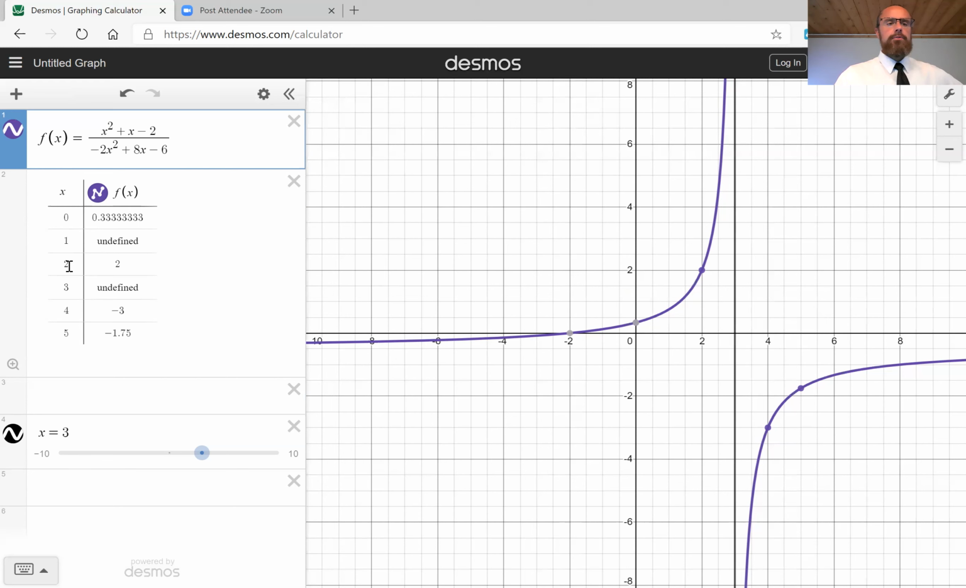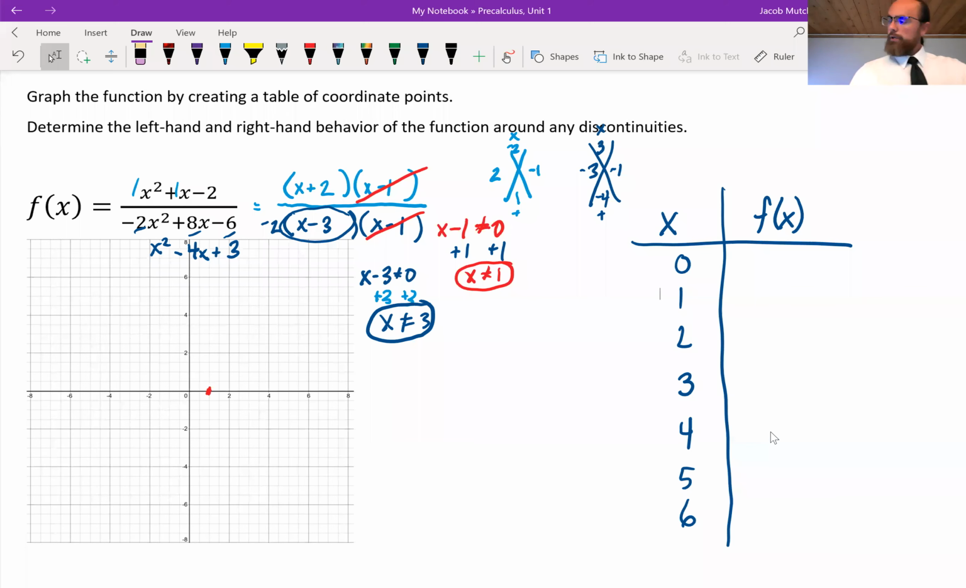The function at 2 is at 2. 3 is that vertical asymptote. So again, we got to say what's the function behavior there. And then we bump over into quadrant 4. At 4, it's at negative 3, 5 is at negative 1.75. Well, that gives us some good insight. I've recorded that table. Let's head over and finalize that on our note screen. So we'll finish this graph here. So at 0, what we saw was that was positive 1/3. So an output of 0.3 repeating. 1 was undefined.